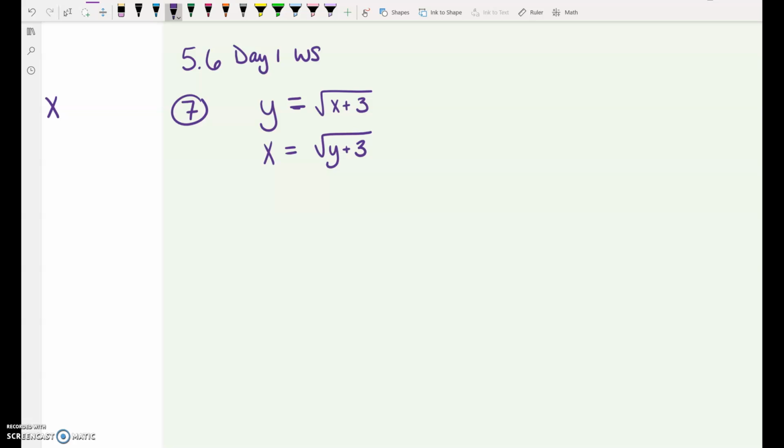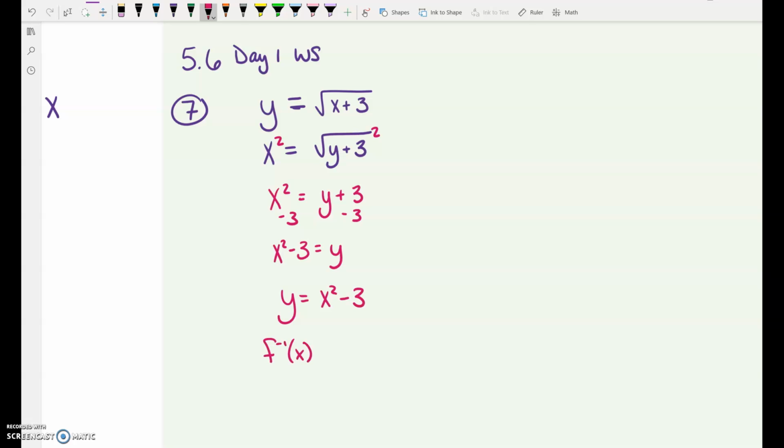Then we need to get y by itself. Well, right now, the y and the plus 3 are stuck under this radical. This is a square root. To undo a square root, you square both sides. So we have x squared equals y plus 3. Then we can subtract 3 on both sides and get x squared minus 3 equals y. I don't know why I can't write this morning. So y equals x squared minus 3. And if you want to write this in function notation, f negative 1 of x equals x squared minus 3.